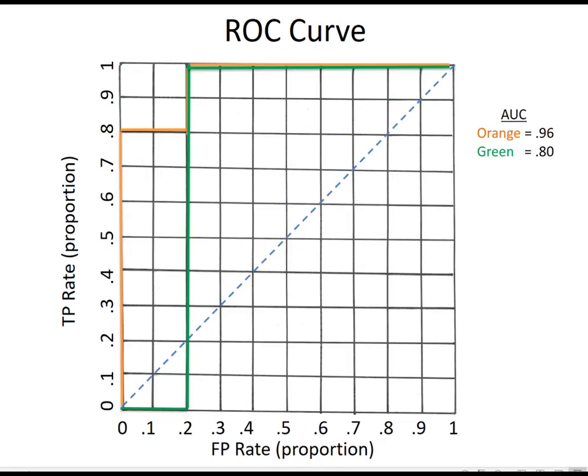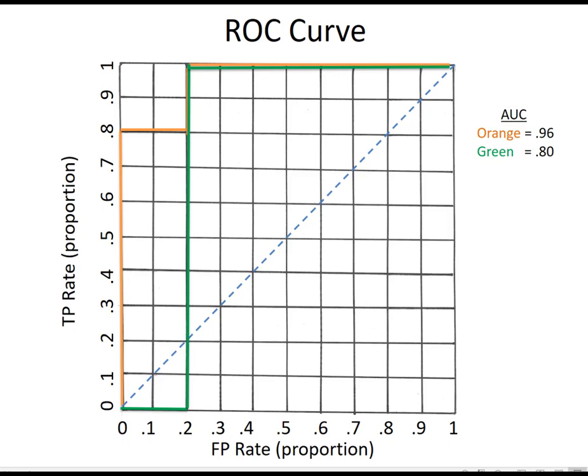In this case, we have an orange classifier and a green classifier. And you can see down here that as we move up on the vertical axis, we had 8 out of 10, or 80%, of our true positives, and then we had 20% of our false positives. And so that means that there are 4 of those boxes that are not within the curve, and so we have an area under the curve of 0.96.